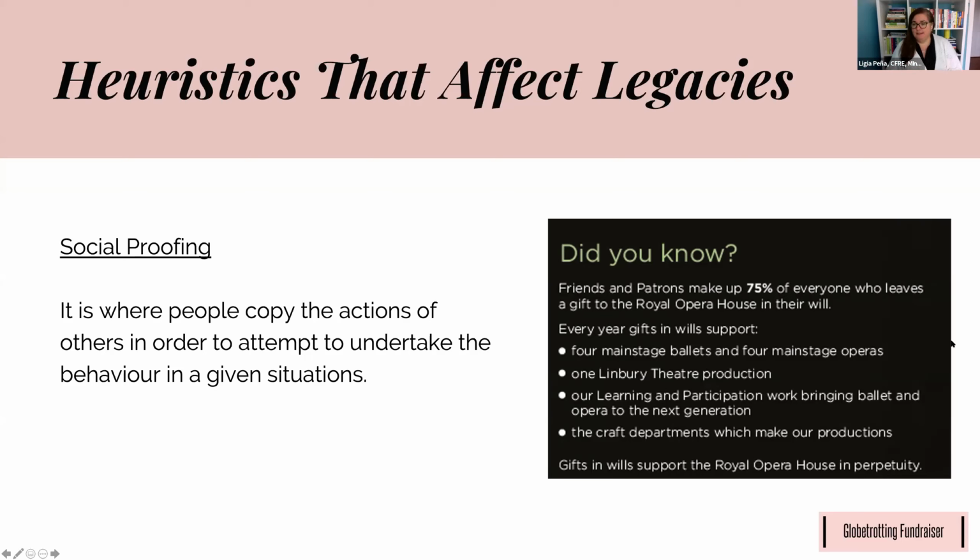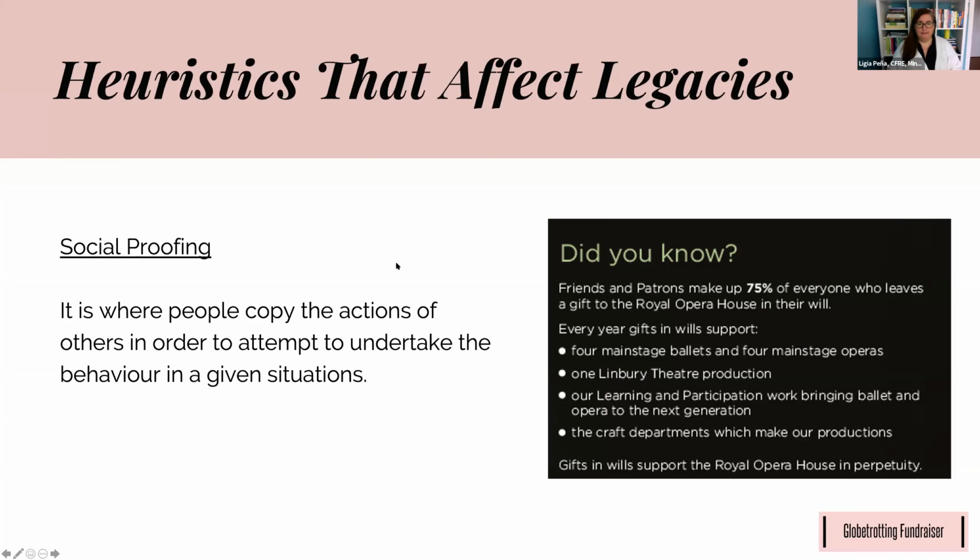So in this example, and actually I think it's later on when I go more into the case study, here it says friends and patrons make up 75% of everyone who leaves a gift to the Royal Opera House in their will. And the Royal Opera House is one of the case studies that I'll be talking about later on. So you see how that says 75% of people like you also leave this. It reassures the reader that whatever they are considering, they're not the outlier. They would be joining a lot of people who are just like them. Okay, making sense?